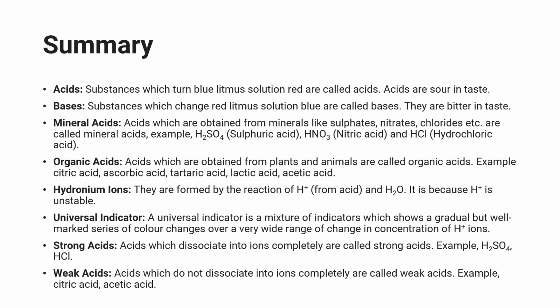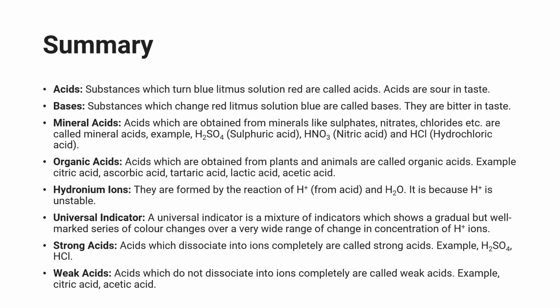Mineral acids. Acids which are obtained from minerals like sulfates, nitrates, chlorides, etc. are called mineral acids. For example, sulfuric acid, nitric acid, hydrochloric acid. Organic acids. Acids which are obtained from plants and animals are called organic acids. For example, citric acid, ascorbic acid, tartaric acid, lactic acid and acetic acid.